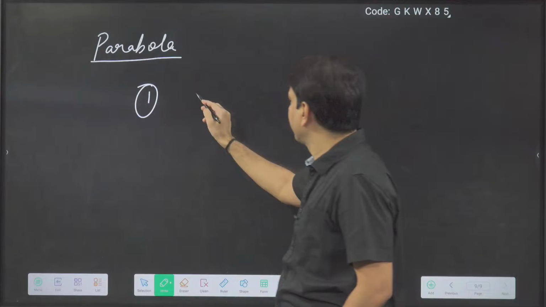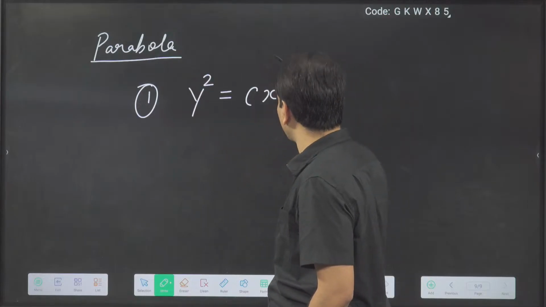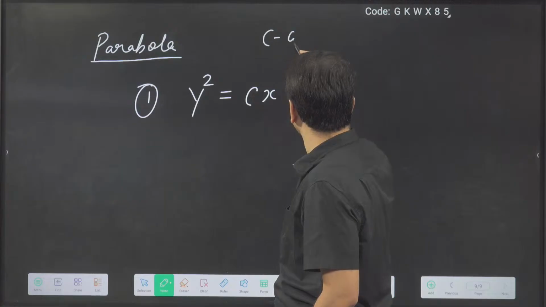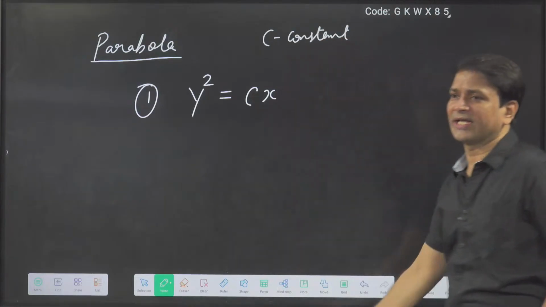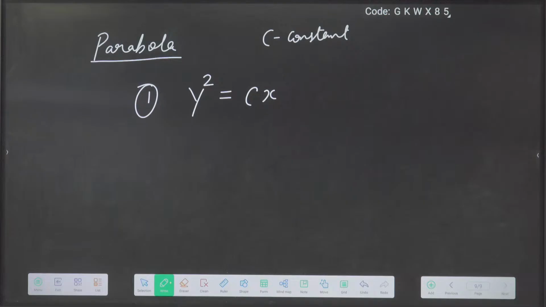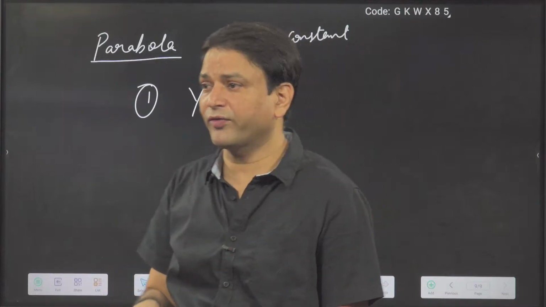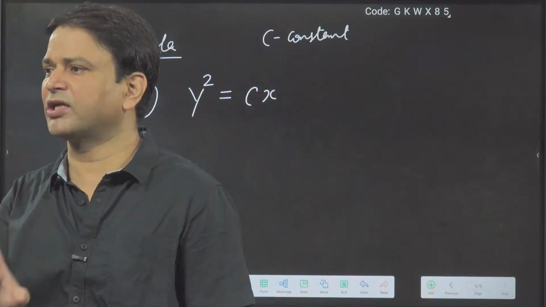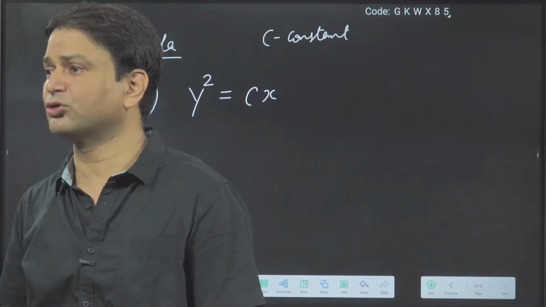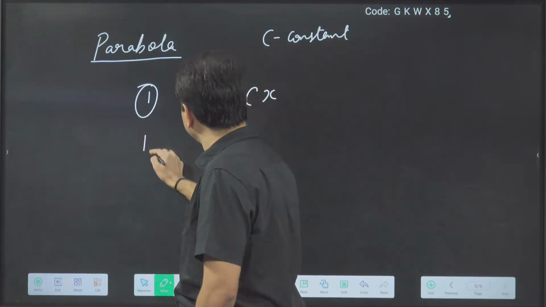Suppose I am writing y square is equal to cx, where c is any constant. Y square is equal to cx. Here you can see, what is the power of y? Power of y is 2, and what is the power of x? It is 1. So one variable power is 1, other variable power is 2, so it will be a parabola.